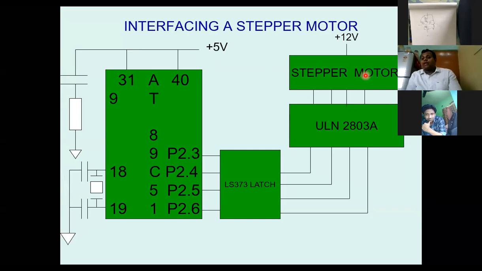How will these teeth be connected? Just say this is a rotor and this is another rotor, one after another. So you are assuming this is one rotor with 200 teeth. So 200 teeth will be there. So for a full rotation, what will be the total angle?